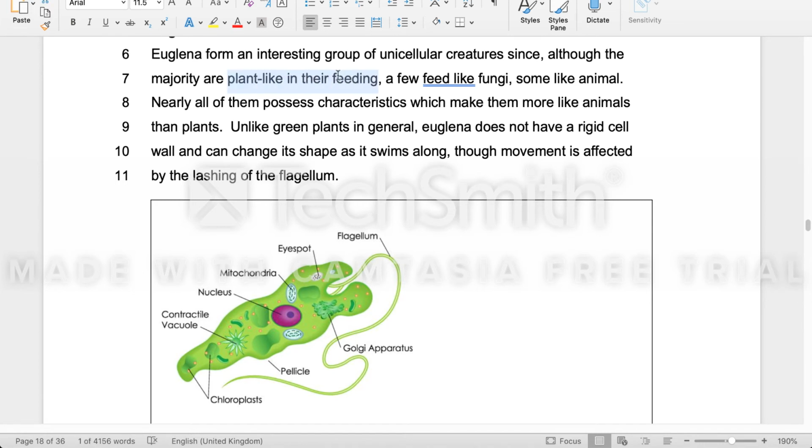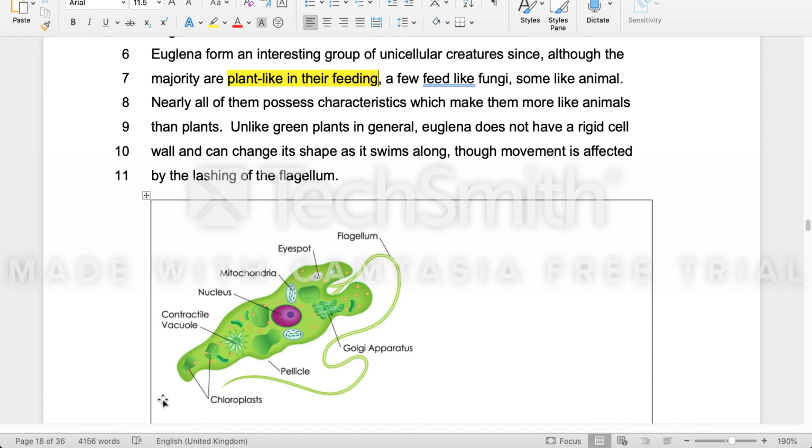Let's just highlight this part right here. And if you wanted to draw an arrow from this plant-like feeding all the way down to chloroplasts, this is the reason why they feed like plants. Like I mentioned in my last video, humans don't really need chloroplasts because we can get energy from the food that we eat. So we don't have chloroplasts, whereas plants can't obtain food as easily as we can, so they need the chloroplasts to get as much energy as they can from the sun.